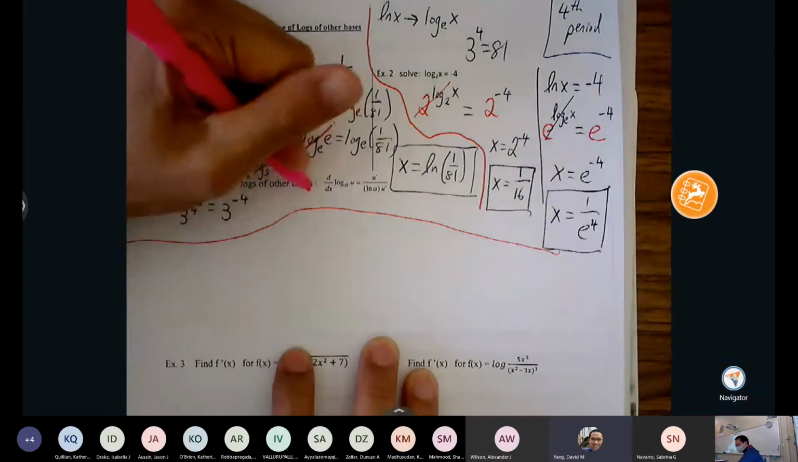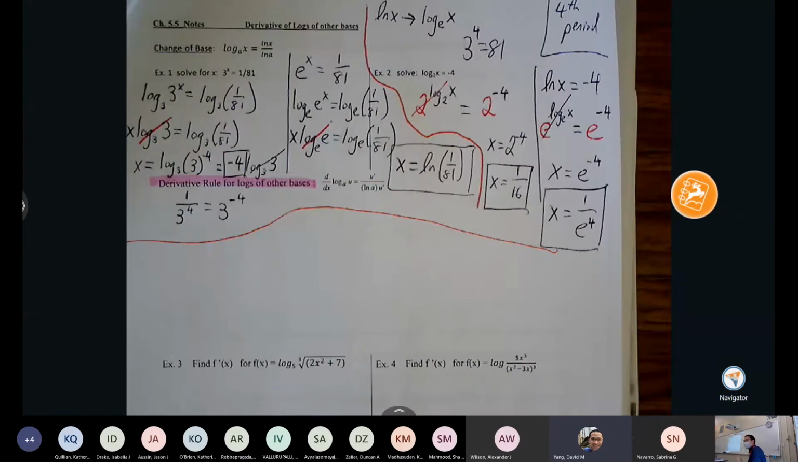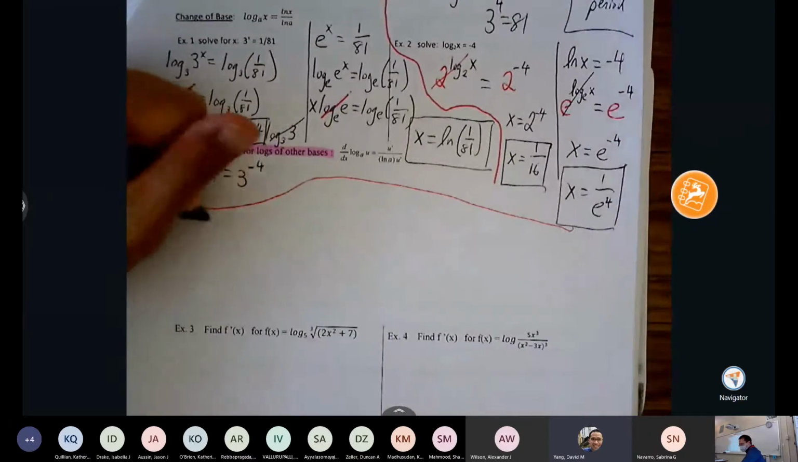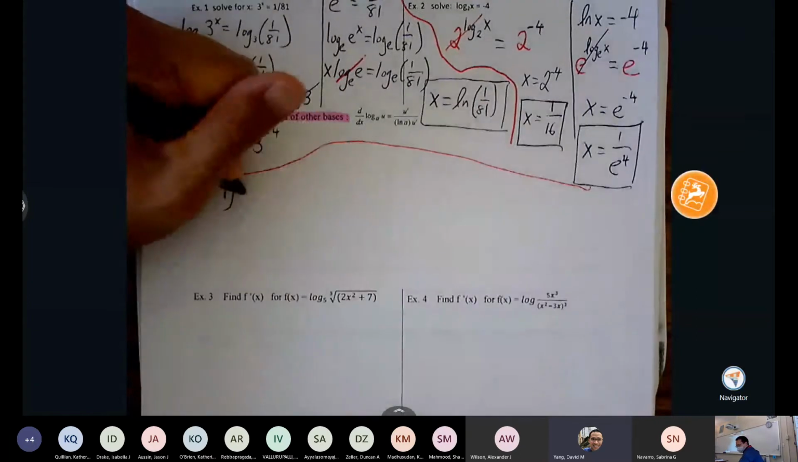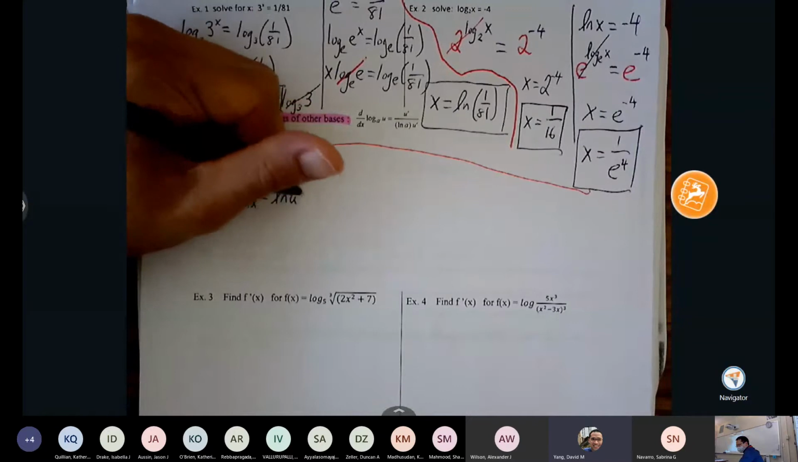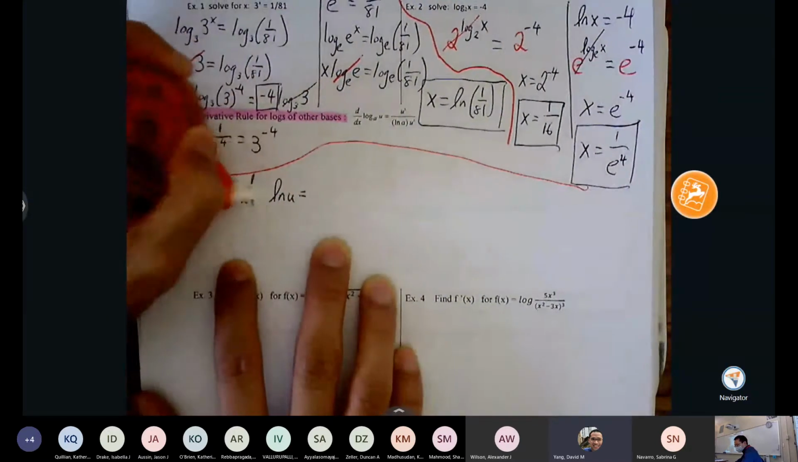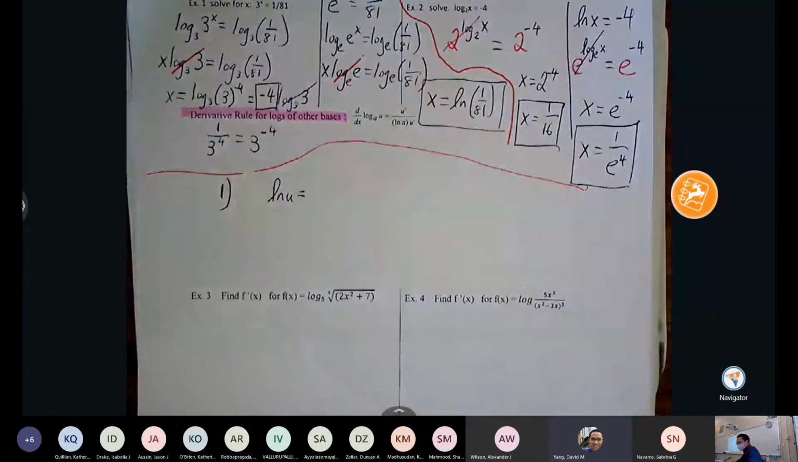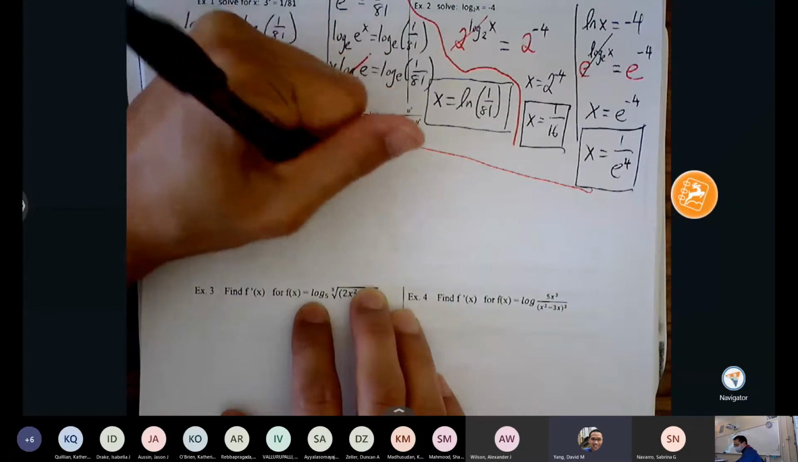So in a similar way, when we talk about derivatives of bases other than e, there's also going to be a connection with the rules that we already know how to use. So let me start with something that we recognize. We should recognize natural log of u, right? The derivative of natural log of u is just a nice clean u prime over u. So d over dx, derivative of natural log of u is just u prime over u, right? We know that.